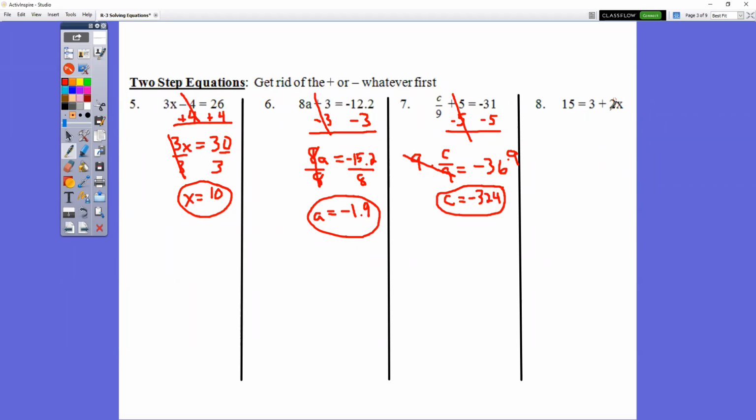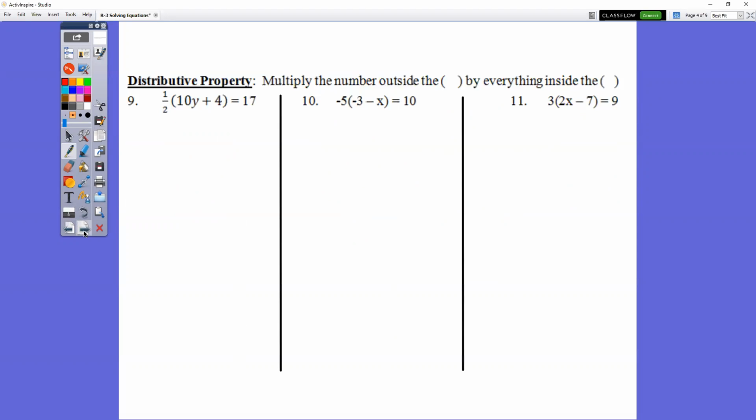Our goal is still the same. We want to get the letter all by itself. So we want to get that 2x all by itself. We do that by doing minus 3 and minus 3. So 12 equals 2x. Divide by 2, divide by 2, and you get 6 equals x, or x equals 6, either way. So again, in a two-step equation, we always want to get rid of the plus whatever or minus whatever first.